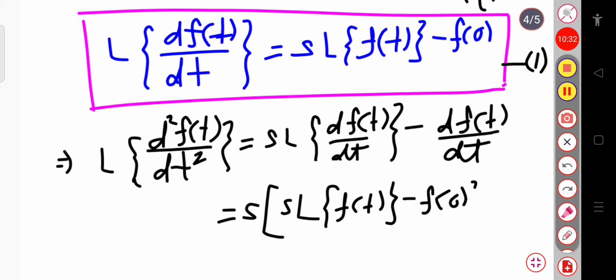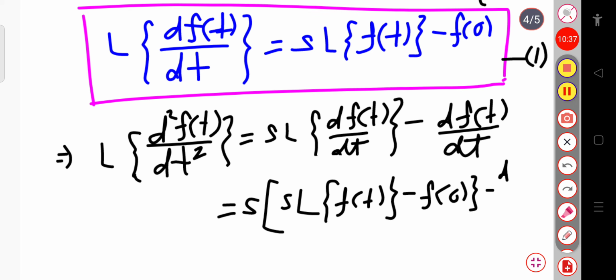Okay, and again I will write minus df of t divided by dt at t equal to 0. Here I will write this at t equal to 0, because in this first term, that is in equation 1, we have already substituted the upper limit value and the lower limit value. That's why our expression is s into L f of t minus f of 0. But in this second term, that is minus df of t divided by dt, we have to put only the lower limit, because for the upper limit this value already goes to 0.